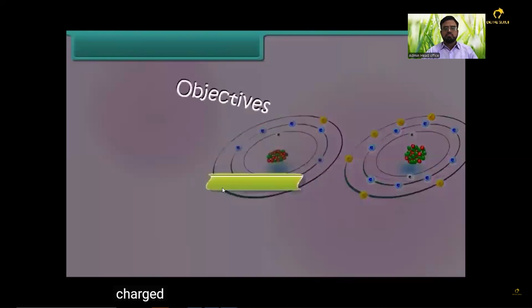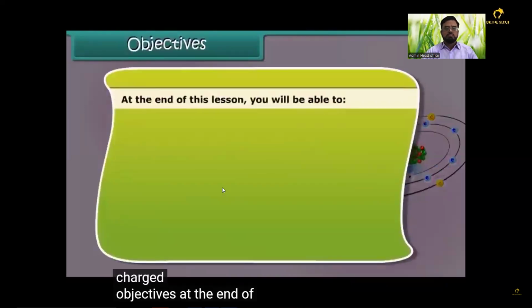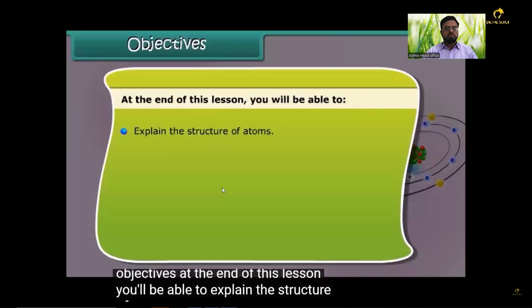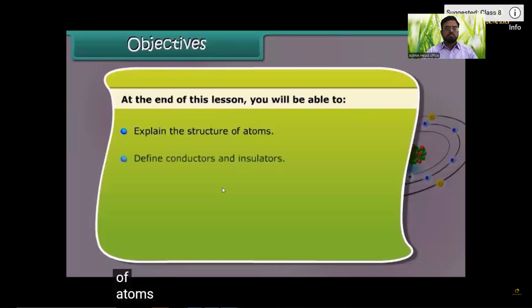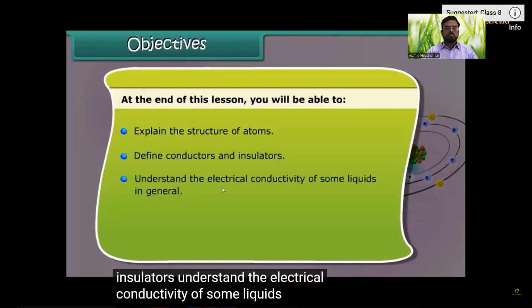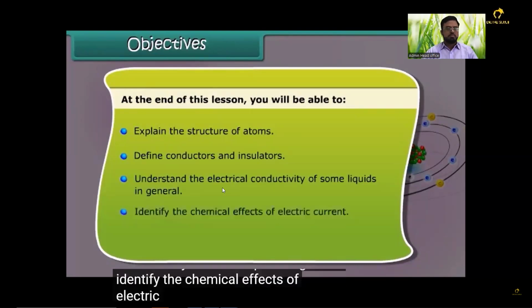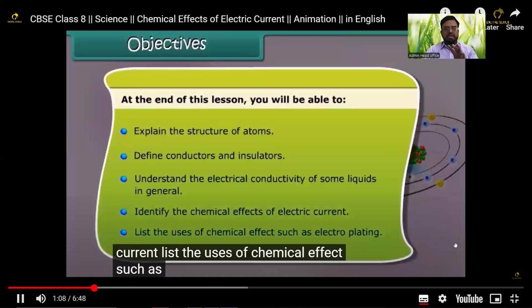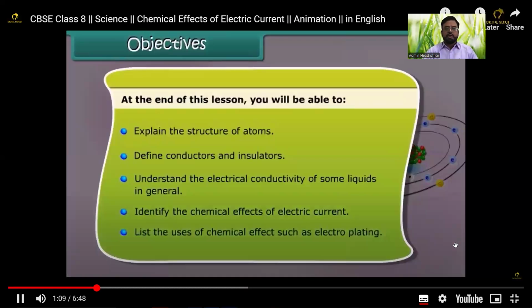Objectives. At the end of this lesson, you'll be able to explain the structure of atoms, define conductors and insulators, understand the electrical conductivity of some liquids in general, identify the chemical effects of electric current, and list the uses of chemical effects such as electroplating. You can understand these by the end of this.